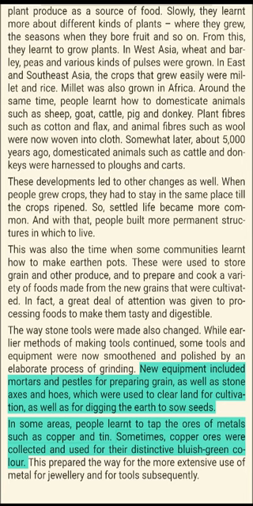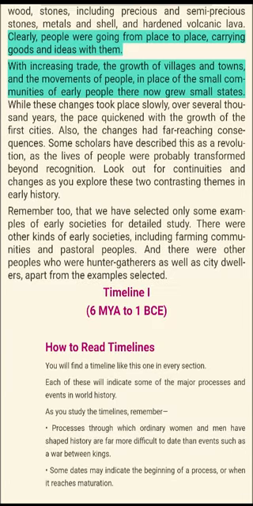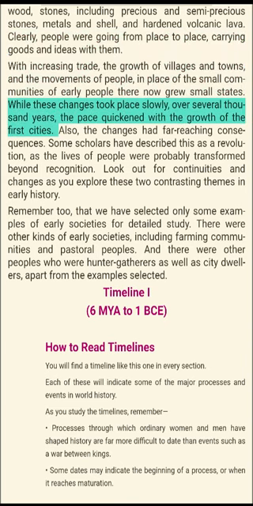In some areas, people learned to tap the ores of metals such as copper and tin. Sometimes, copper ores were collected and used for their distinctive bluish-green color. This prepared the way for use of metal for jewelry and for tools. Subsequently, there was also a growing familiarity with other kinds of produce from distant lands and seas. This included wood, stones, including precious and semi-precious stones, metals and shell, and hardened volcanic lava. Clearly, people were going from place to place, carrying goods and ideas with them. With increasing trade, the growth of villages, the movements of people, communities of early people, there now grew small states.